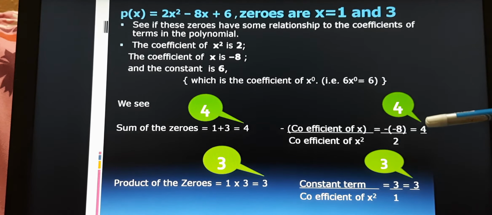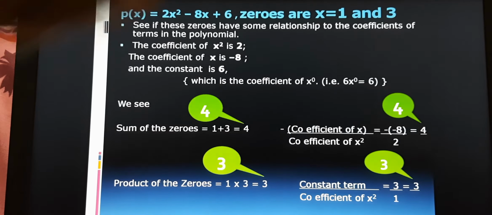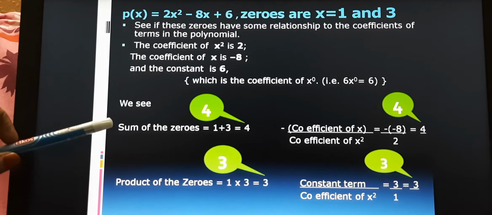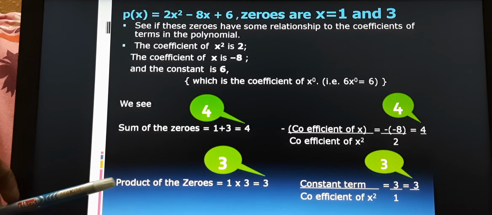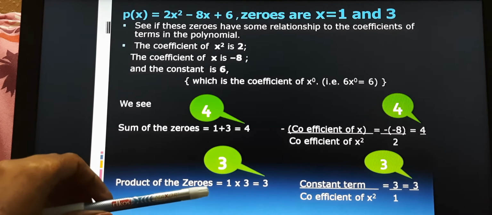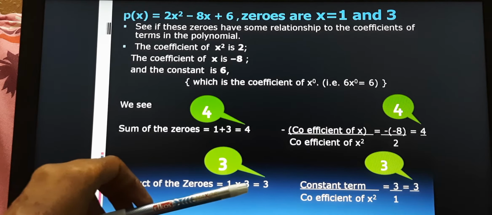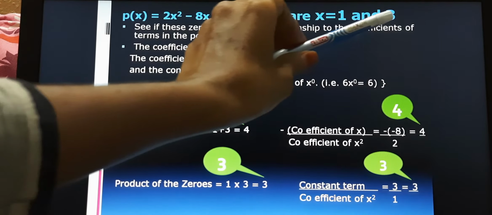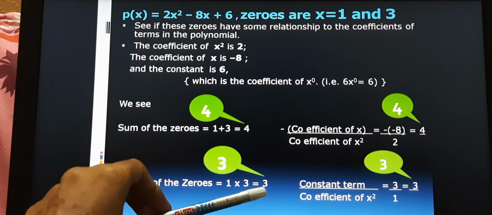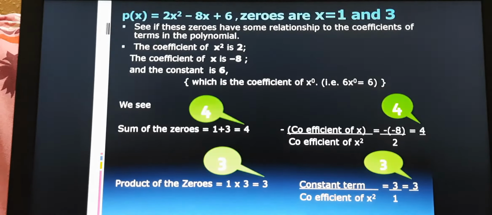Remember this, we'll come to this again. Now here we have done the sum; here we are doing the product. Product means multiplication, the product of the zeros. 1 into 3, as we have zeros 1 and 3. 1 times 3 is 3.